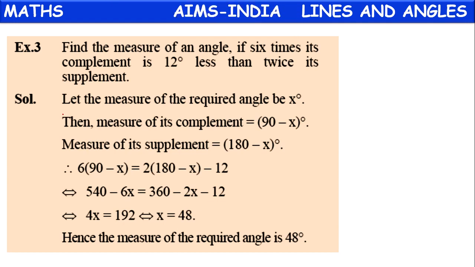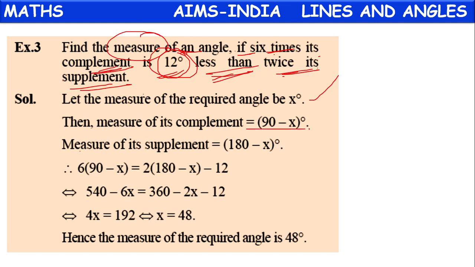Next one. Find the measure of an angle if 6 times its complement is 12 degrees less than twice its supplement. So let the measure of the angle be x degrees. Then its complement will be 90 minus x degrees, and its supplement will be 180 minus x degrees.